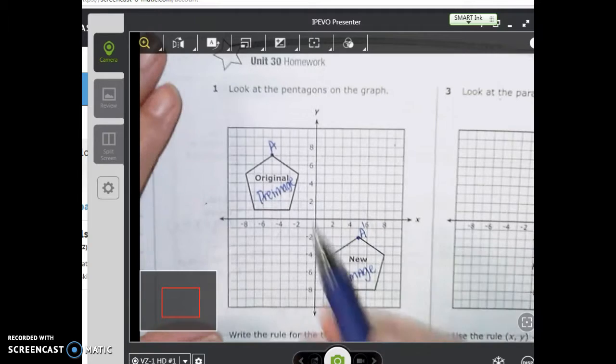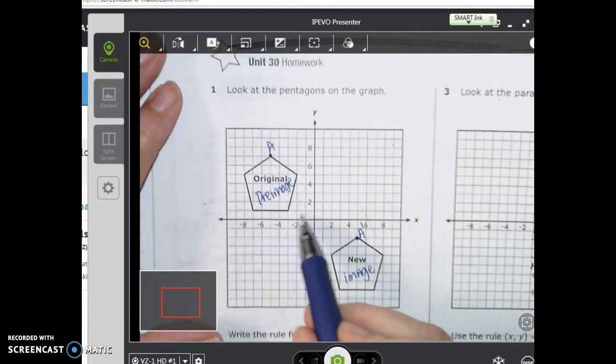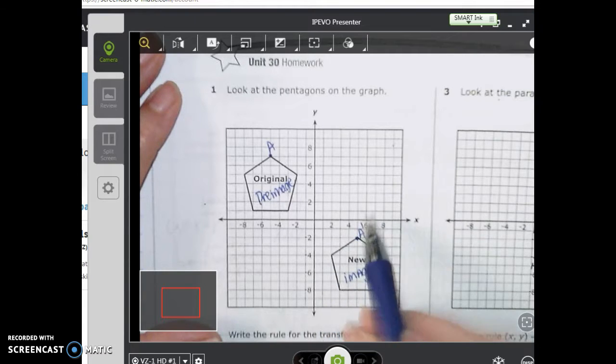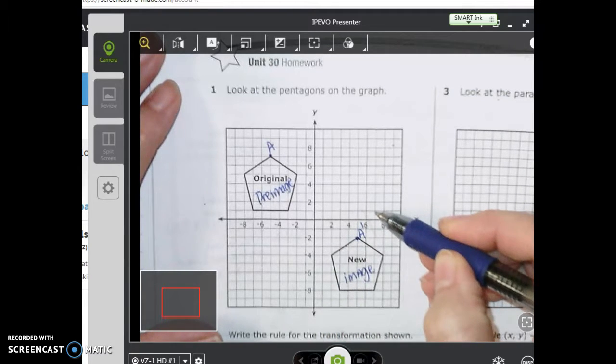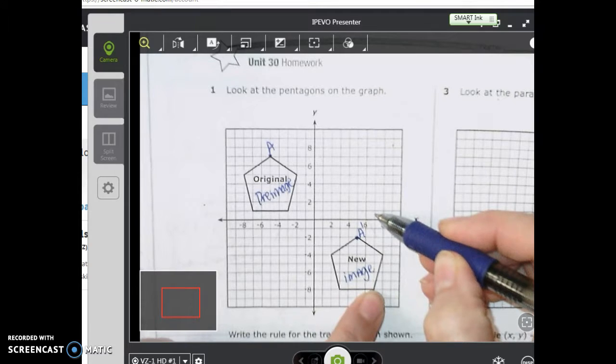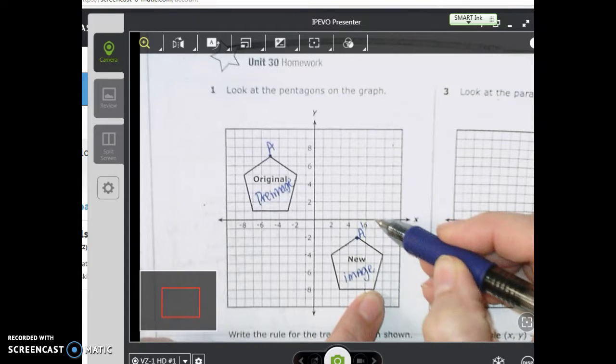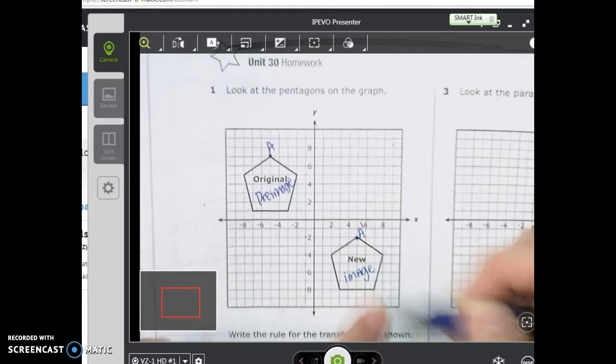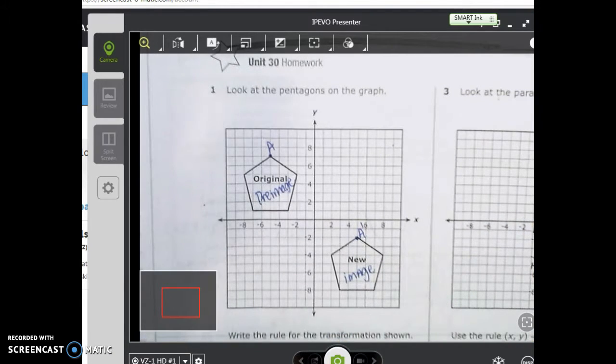So if I count my spaces, that is 1, 2, 3, 4, 5, 6, 7, 8, 9, 10. And I'm right here. Because if you notice, I'm headed to right here. And if I count down, that's 1, 2, 3, 4, 5, 6, 7, 8, 9. So in essence, I went 10 to the right and I dropped down 9.